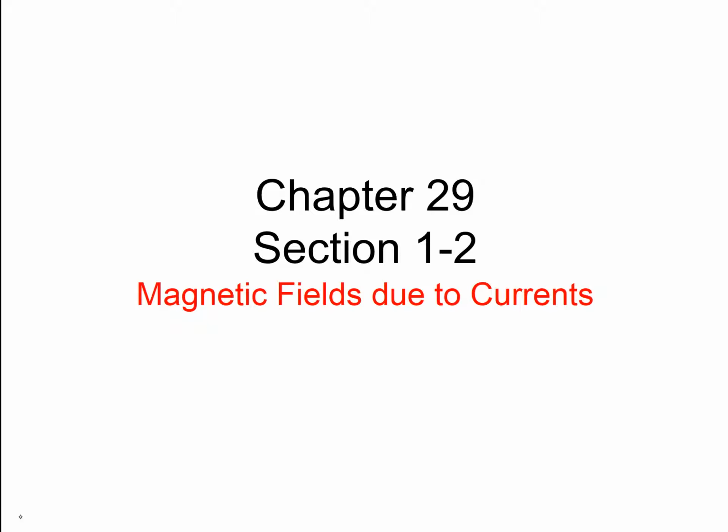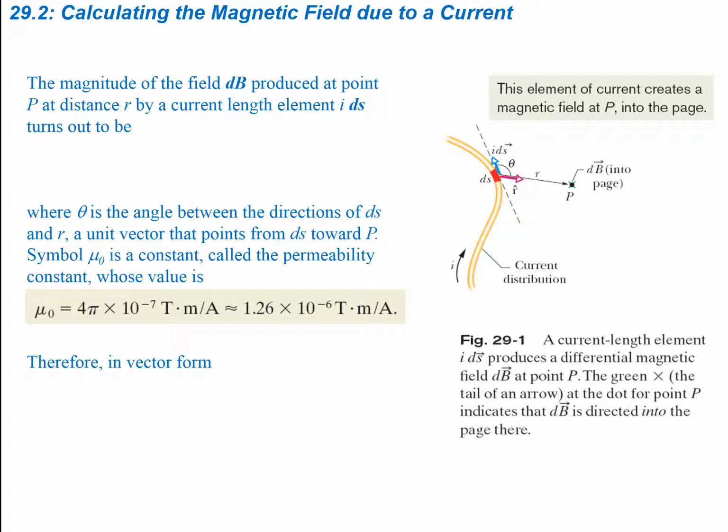We're going to start chapter 29, covering the first couple sections. In this chapter, we're going to look at magnetic fields due to currents. Previously we were looking at magnetic fields that were being sent through a wire that had a current running through it. But now we're looking at the magnetic fields that are being produced directly by these currents that are running through wires. Okay, so we're going to start with calculating the magnetic field due to a current.